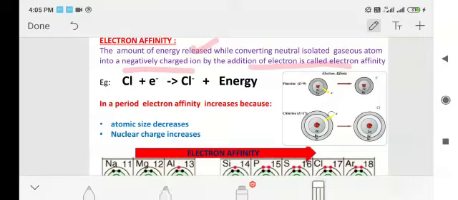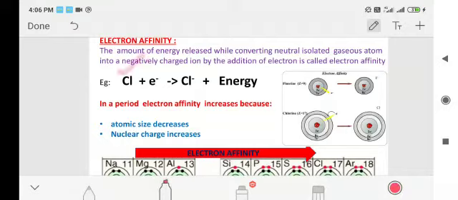In simple language, let me explain like this. When an atom gains electrons, the amount of energy released at that time, that energy is called electron affinity. And when an atom gains an electron, automatically that atom turns into a negatively charged ion. Here is an example given here.